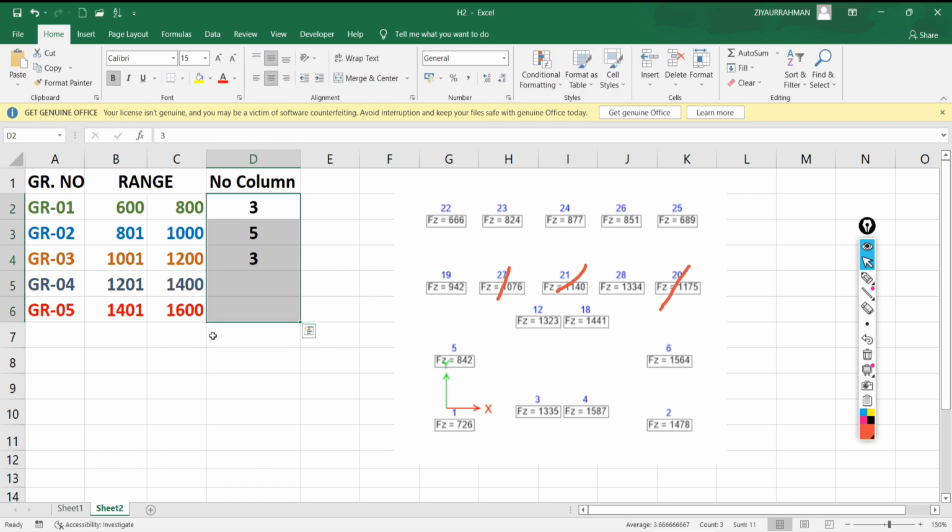Now come to the fourth group, that is the gray one. 1200 to 1400. Tell me fast. By this label you can say 3. 3 there. 28. Yeah, 3 numbers. Anything else? No more. It will be 3 numbers.